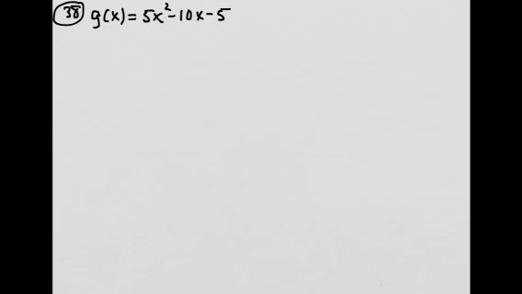Alright, so for numbers 38 on, they're asking you to find the zeros algebraically. In order to do that, for the most part, we're going to be factoring. So let's take a look at number 38. I've got 5x squared minus 10x minus 5. The first thing I do is see if there's a greatest common factor other than 1. In this case, yes, we have a 5.